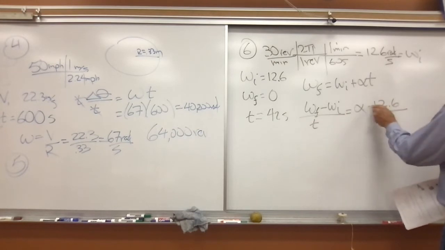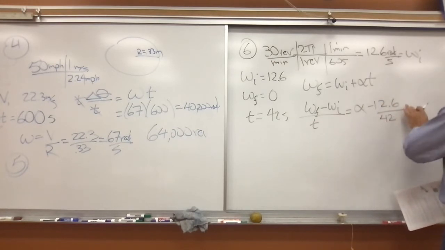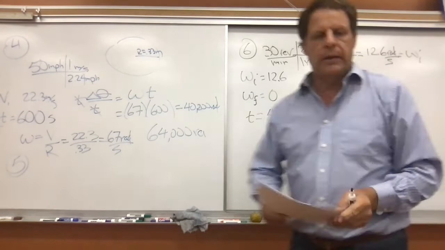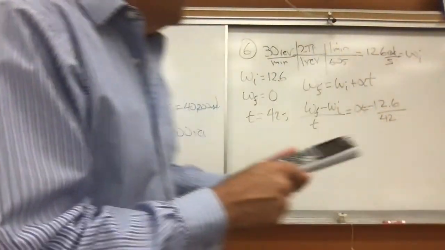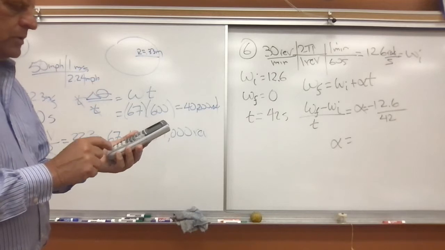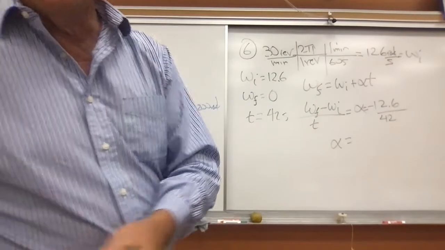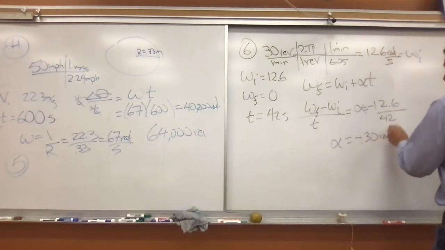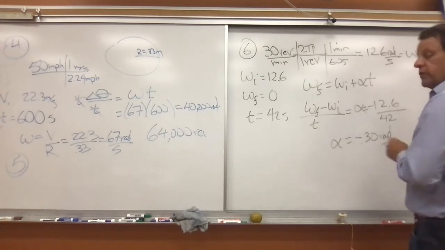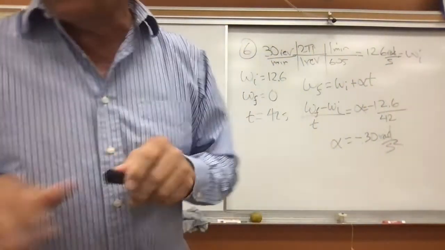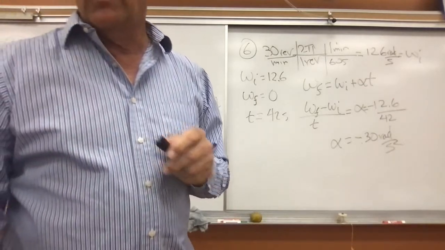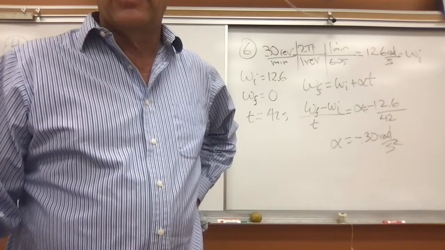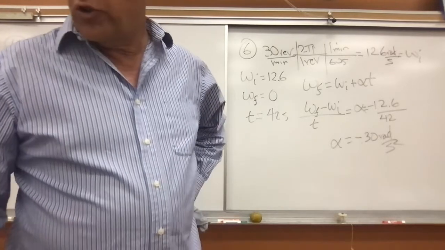Okay, and this is going to be negative 12.6 divided by 42. And our alpha is going to be 0.299 or 0.30. Negative 0.30 radians per second squared, and therefore we have our angular acceleration. Now, how many revolutions does this go through? Which is going to be question number 7.